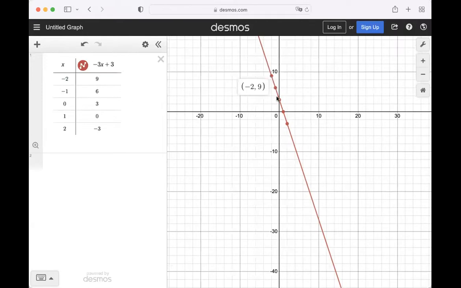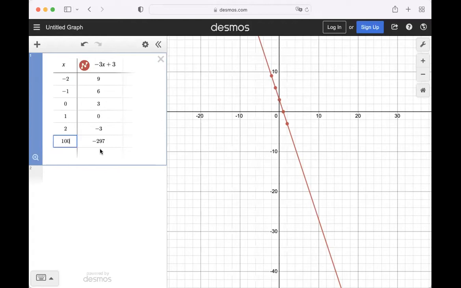When x is -1, y is 6. When x is 0, y is 3. You can also put in your own value. When x is 100, y is going to be -297, okay? It won't let you edit the y values, but it will let you type in the x because x is your input, y is your output. So if they're asking, when x is 50, what is y? You can create a table, put it into Desmos, and then input the x value that you're looking for.